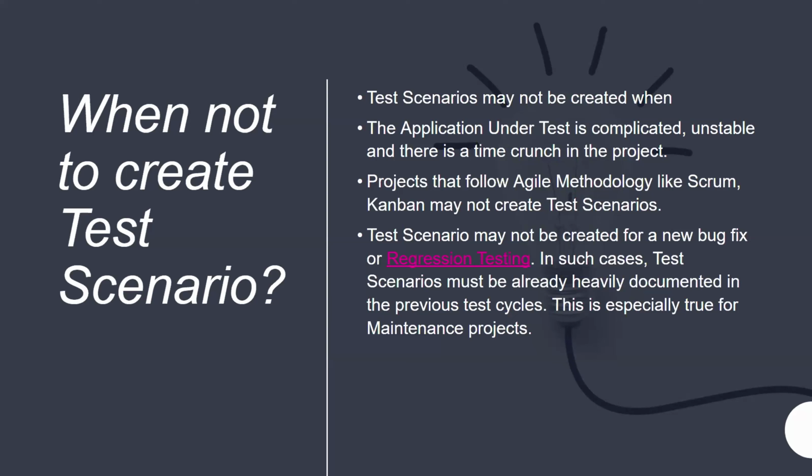Then projects that follow agile methodology like Scrum or Kanban, that's based on the project. So this is from the project management side now. They might not be able to create test scenarios. Then a test scenario may not be created for a new bug fix or regression testing. So remember the definition of regression testing. Who can walk us through what regression testing is about?